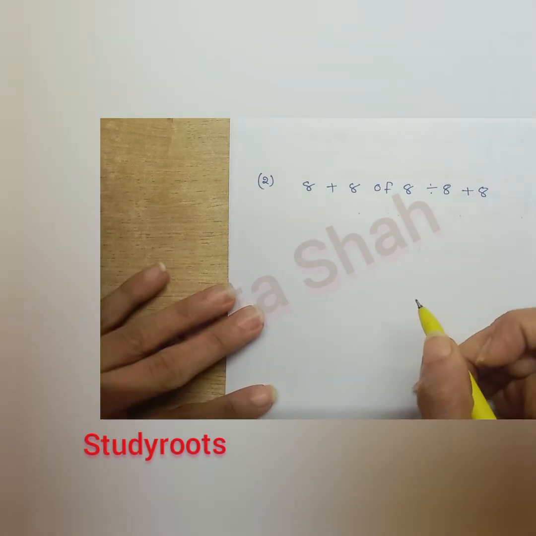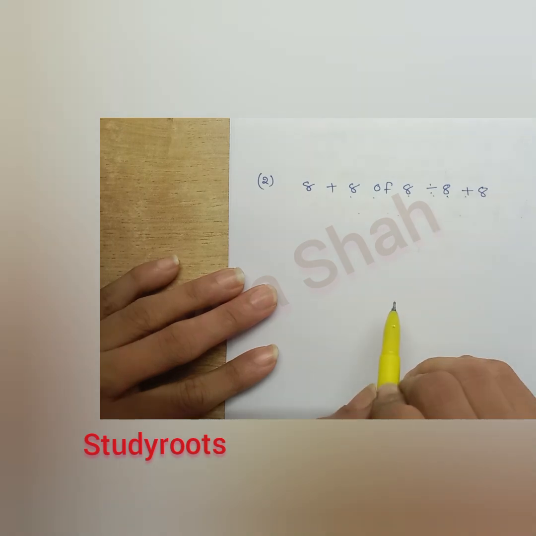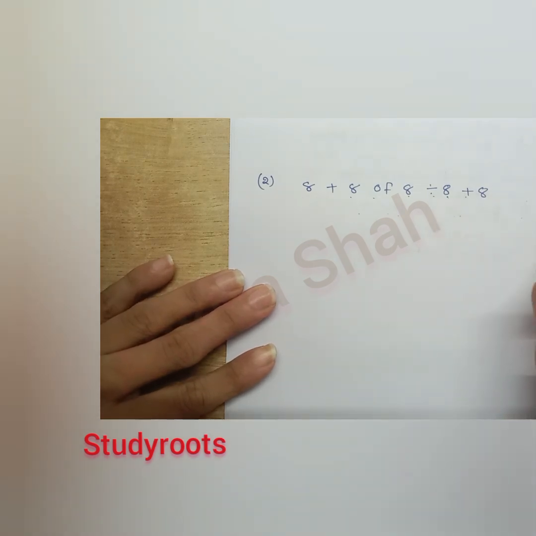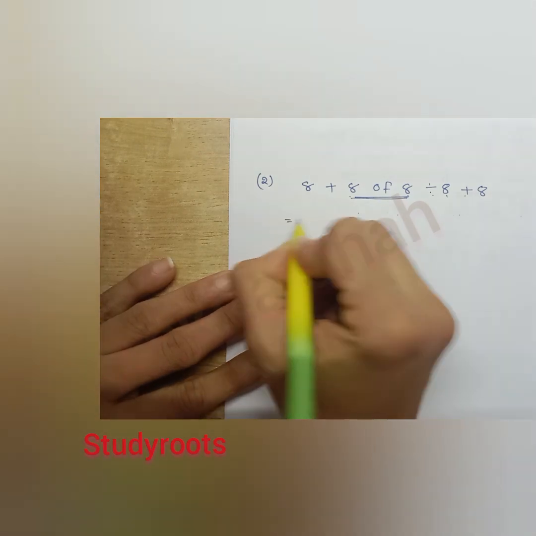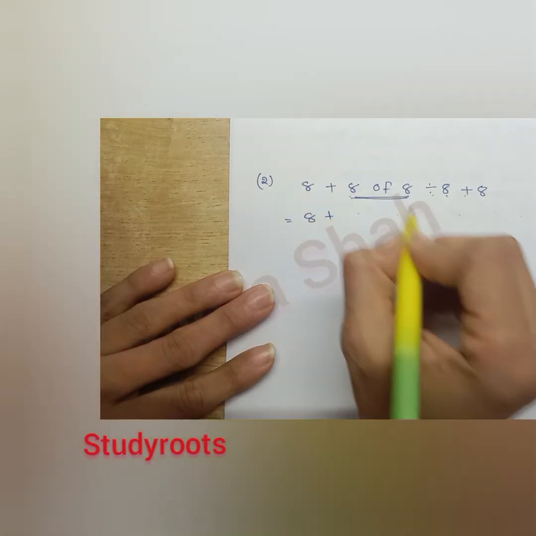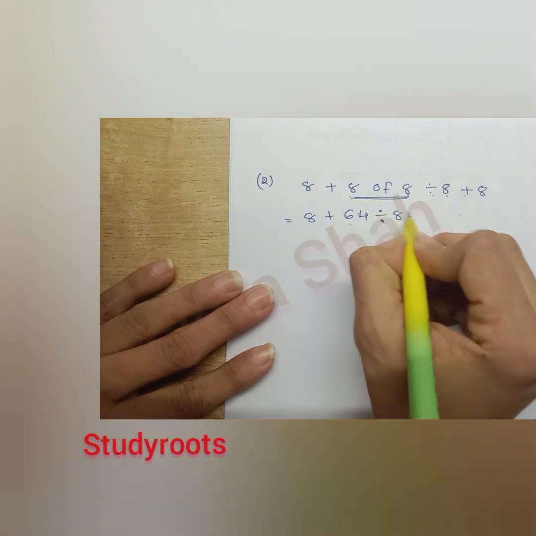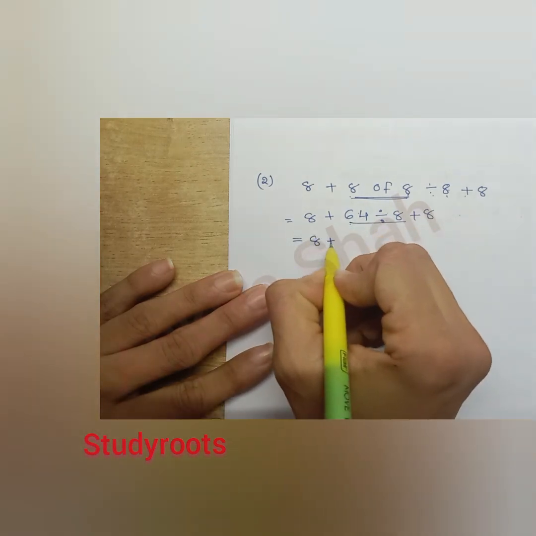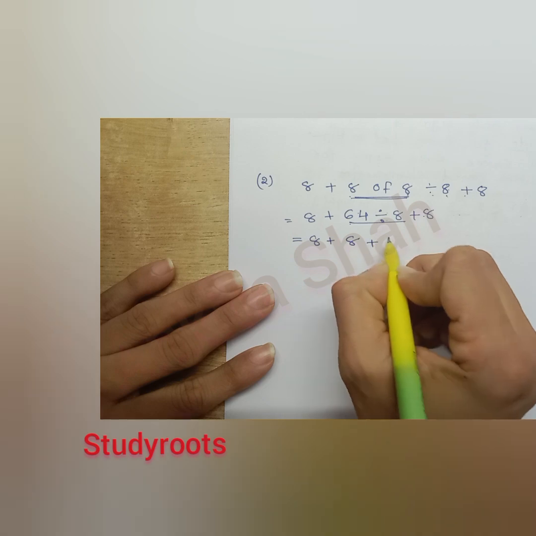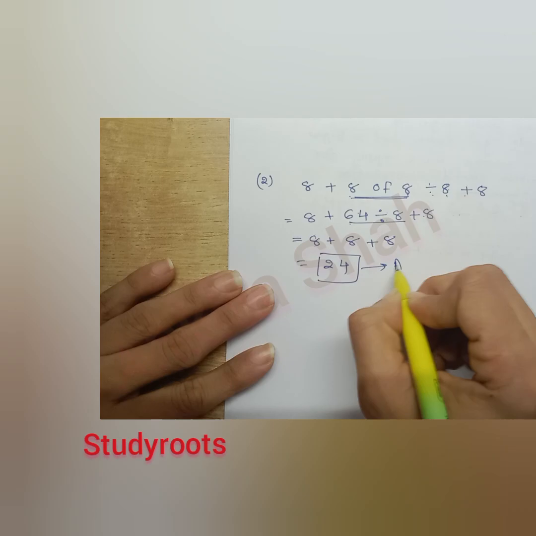Okay, now we are solving question number 2. The sum says 8 plus 8 of 8 divided by 8 plus 8. Follow the rule BODMAS. There are no brackets, but there is of. So we will solve for of first. 8 plus 8 of 8 means 8 multiplied by 8, which is 64, divided by 8 plus 8. Now division. So 8 plus 64 divided by 8 is 8, and then plus 8. Now all addition, so 8 plus 8 plus 8 is equal to 24. And this is the answer.